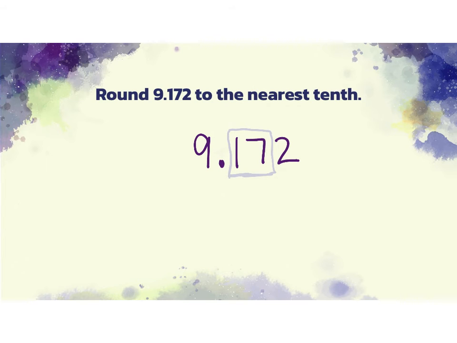I'm looking at the number 17. 17 is between 10 and 20, but closer to 20. So I'm going to write 20 underneath. Everything in front stays the same, including the decimal. Everything behind becomes a 0. Now remember, with decimals, 9.200 is the same as 9 2/10.